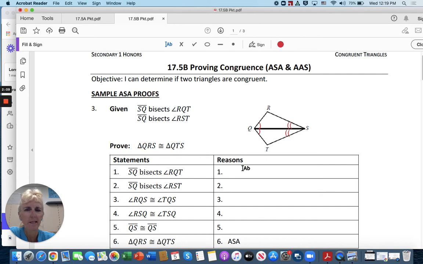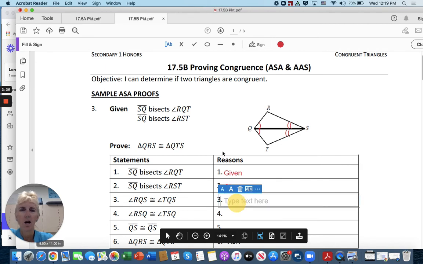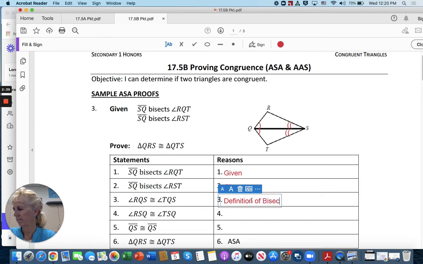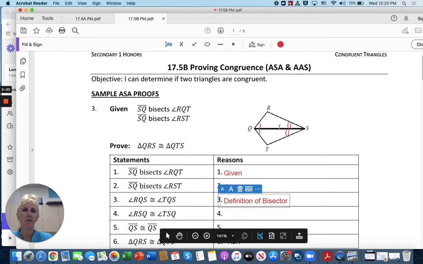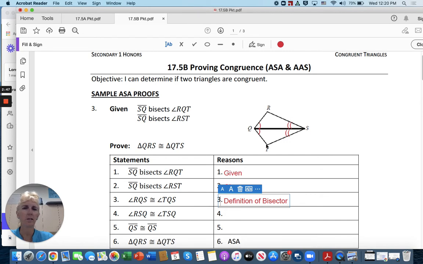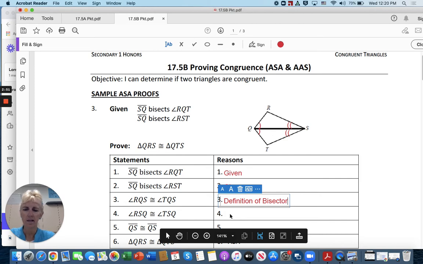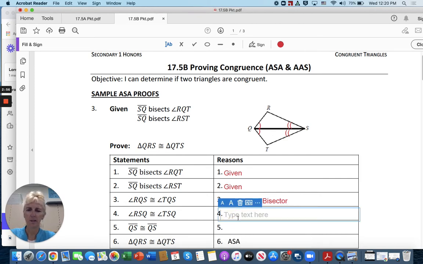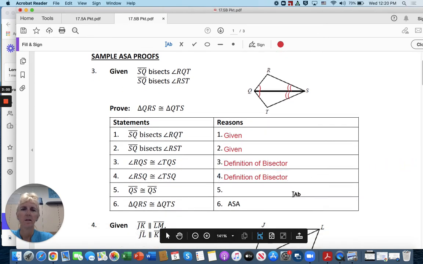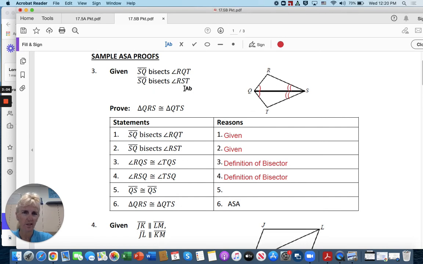Now we know SQ bisects RQT, and again the same reason 99% of all proofs start out saying. This one also is a given. Now, how do we know the next one, RQS congruent to TQS? That is because of the definition of bisector, okay? Now we follow RSQ right here, congruent to TSQ, and these are angles. Guess what this is going to be? Same thing. So that's basically what this is saying, it's bisecting. The definition of bisector means this is congruent to that, and this one's congruent to that.